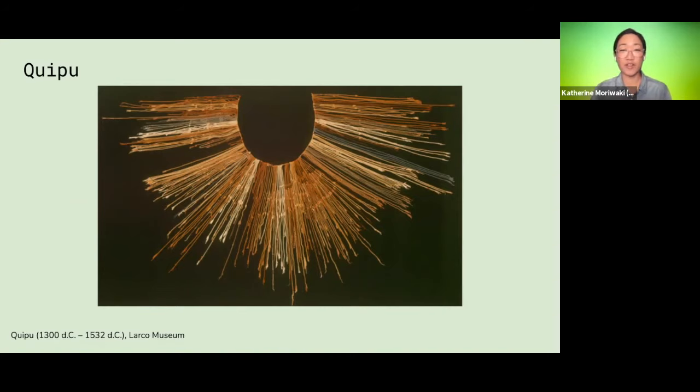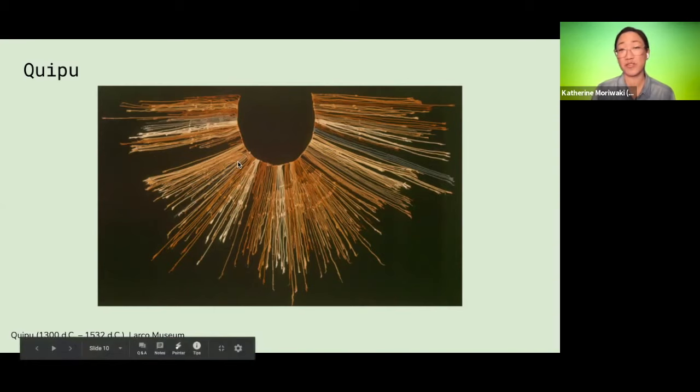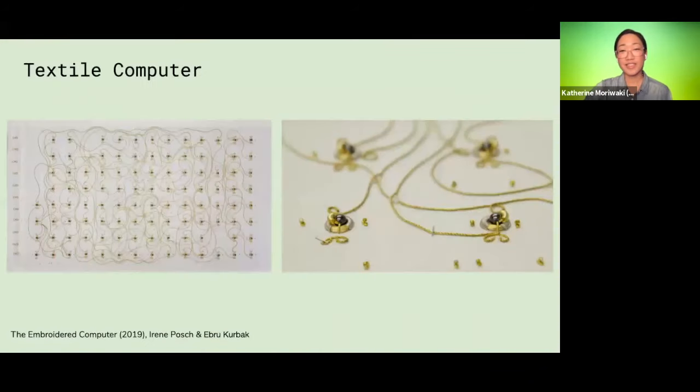It's a very fascinating example of how data was actually recorded in material form pre-computation, but at the same time actually exhibits a lot of computational characteristics in terms of how information is recorded and the underlying logic around which that information is organized. And this is an example of the textile computer.